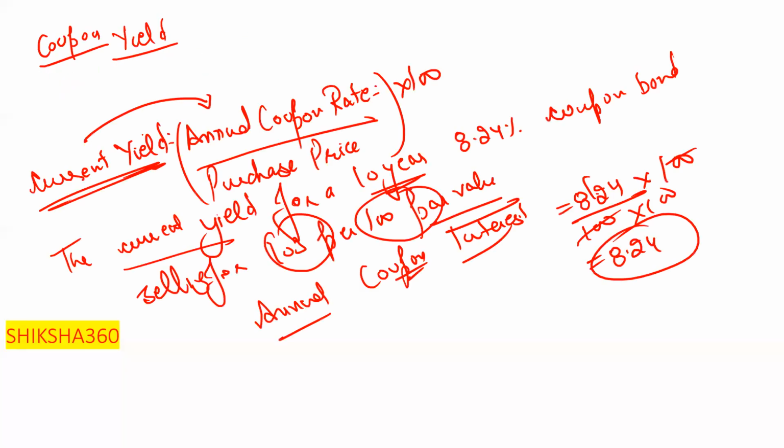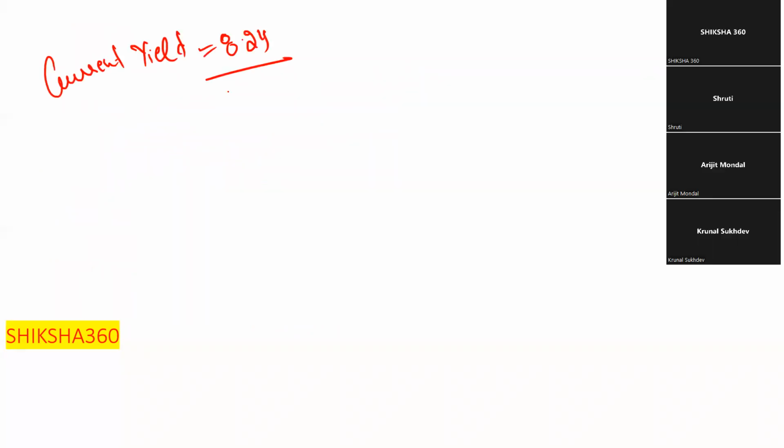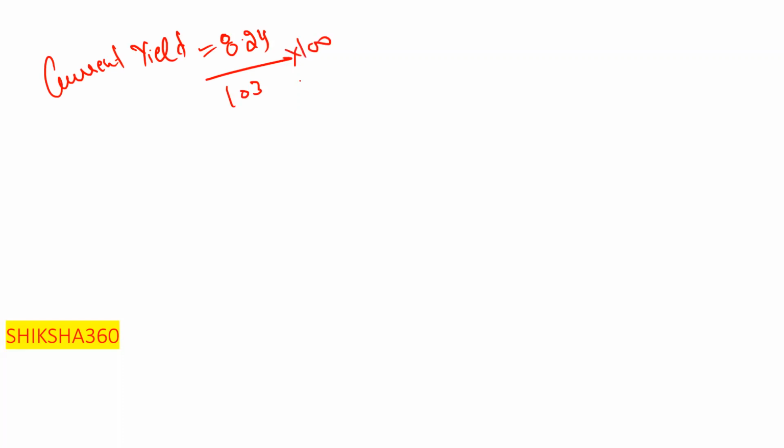So what is the current yield here in that case? It is equal to the annual coupon rate, that is 8.24, upon the purchase price, which is 103, into 100. That is 8.24 upon 103 into 100, which comes out to basically 8%. So in that case, the current yield comes out to be 8%.